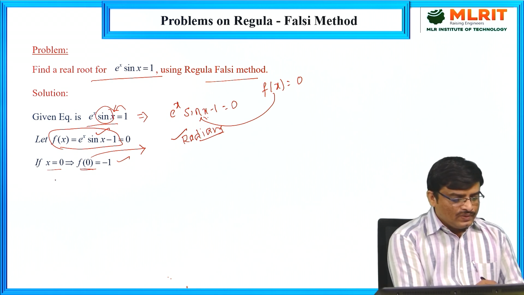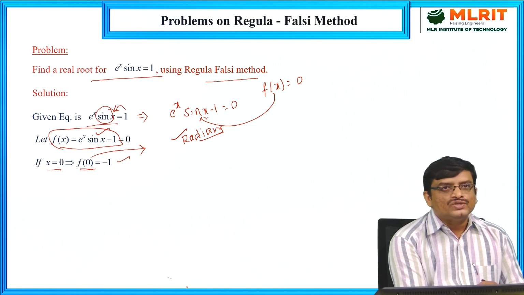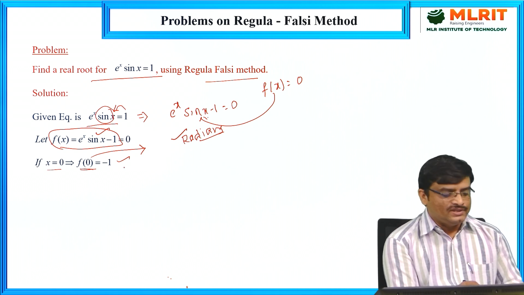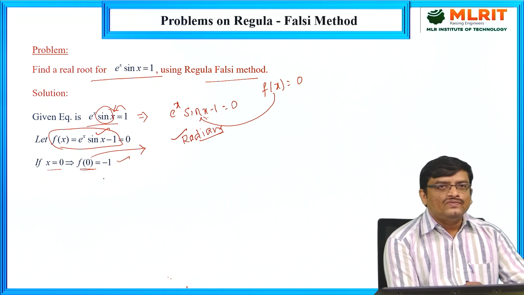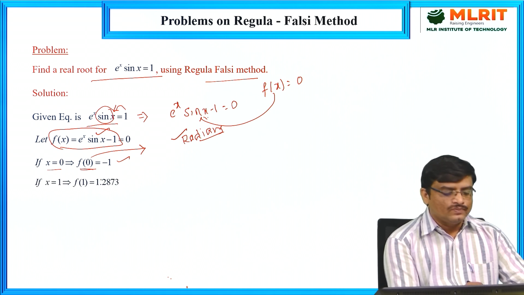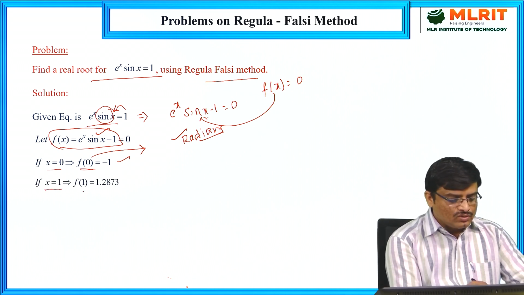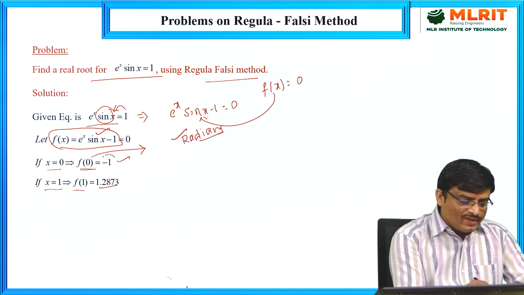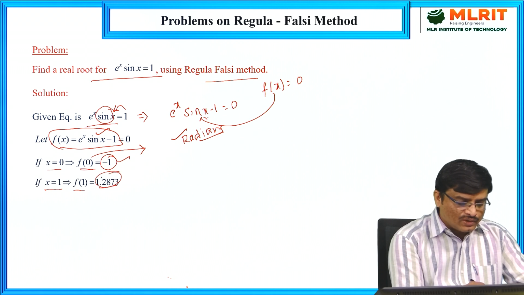So now I have started with x = 0. We got f(0) = minus 1, that is a negative sign. Now let us go for the next number, x = 1. When we take x = 1, we got f(1) with a positive value, 1.2873. So here we have a negative sign, and here we have a positive sign.